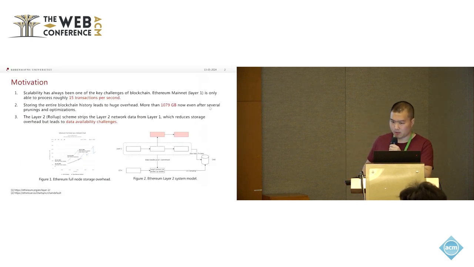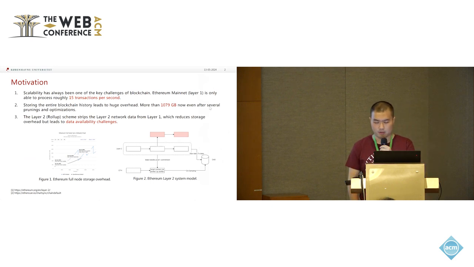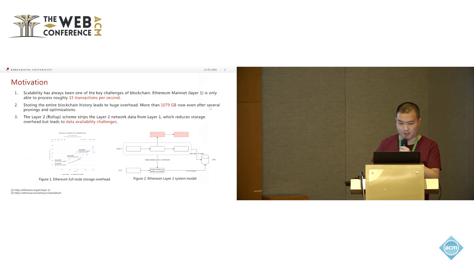The motivation is quite simple, because the scalability challenge is a very long-standing and important topic for blockchain. All the developers and researchers know it, and it has bothered the blockchain industry for many years, even until today. For example, Ethereum Mainnet is only able to process roughly 15 transactions per second. So it's impossible to imagine that such speed can be used for large scale applications. Even as a pure payment system, it's not enough.